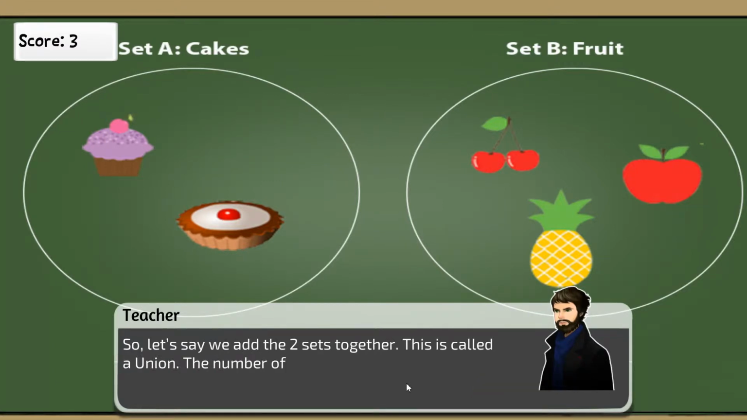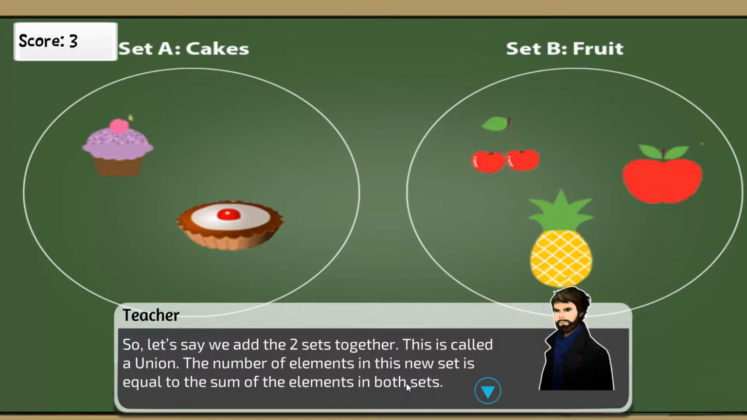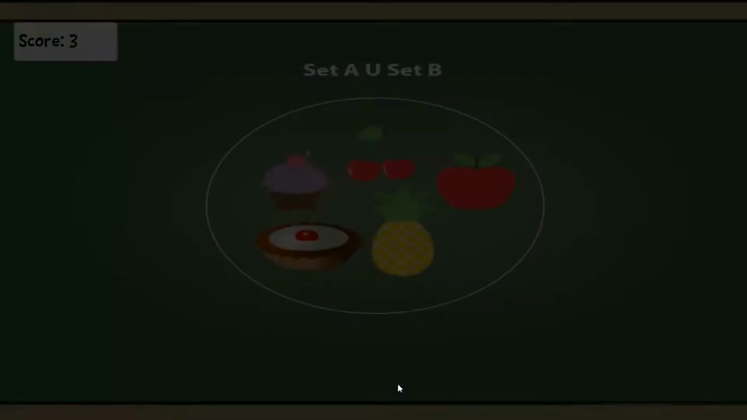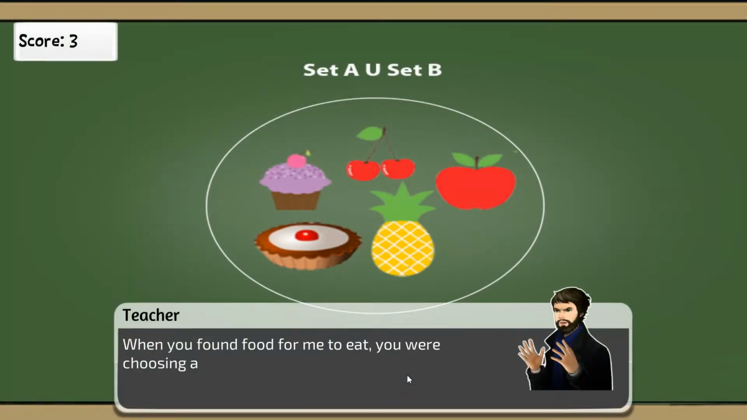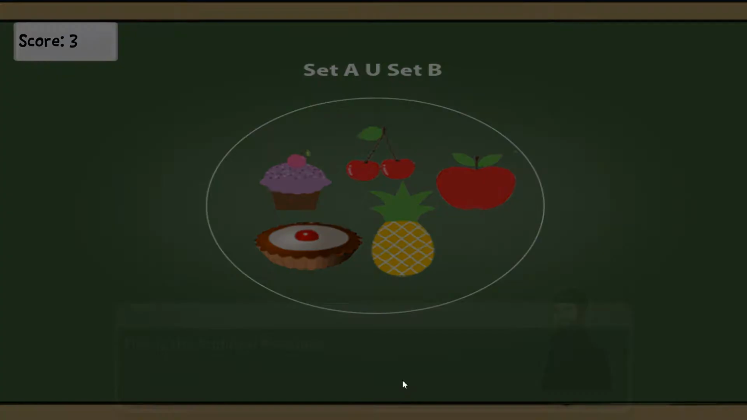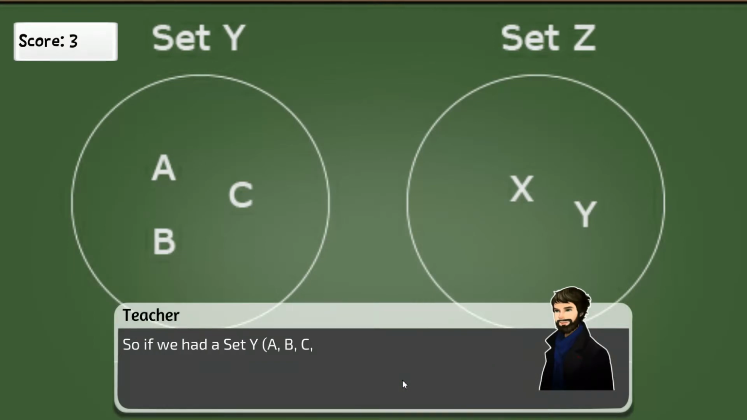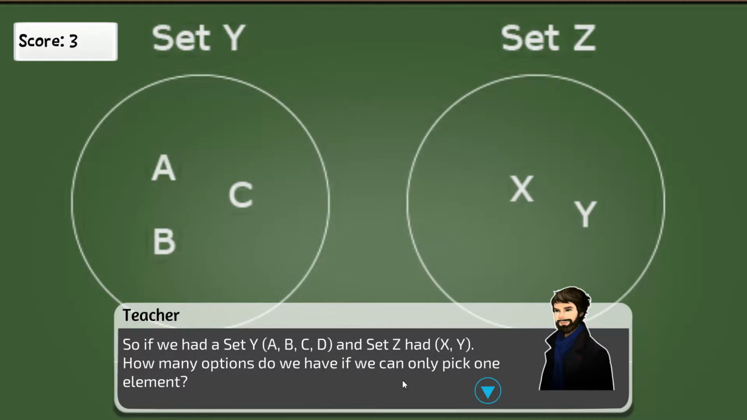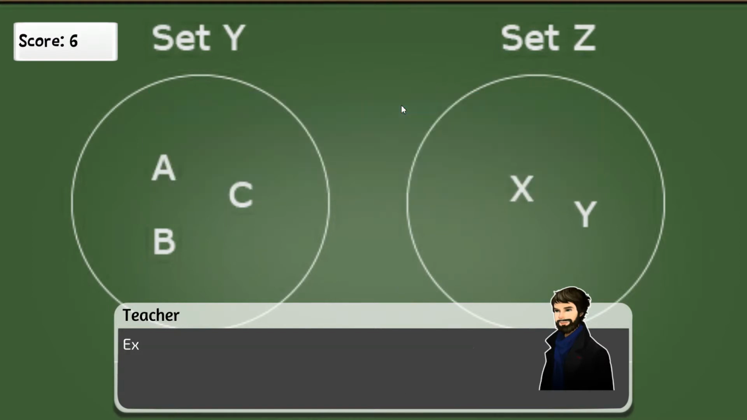The 2 sets, cakes and fruit, are disjoint, they have no elements in common. So, let's say we add the 2 sets together. This is called a union. The number of elements in this new set is equal to the sum of the elements in both sets. When you found food for me to eat, you were choosing an element from the union of set A and set B. This is the addition principle. So if we had a set Y, A, B, C, D and set Z had X, Y, how many options do we have if we can only pick one element? Excellent.